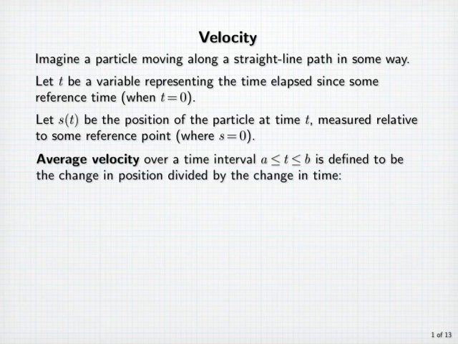Average velocity over a time interval where t is greater than or equal to a, less than or equal to b, is defined to be the change in position divided by the change in time. Average velocity equals delta s over delta t equals s of b minus s of a over b minus a, or the position at time b minus the position at time a over b minus a.